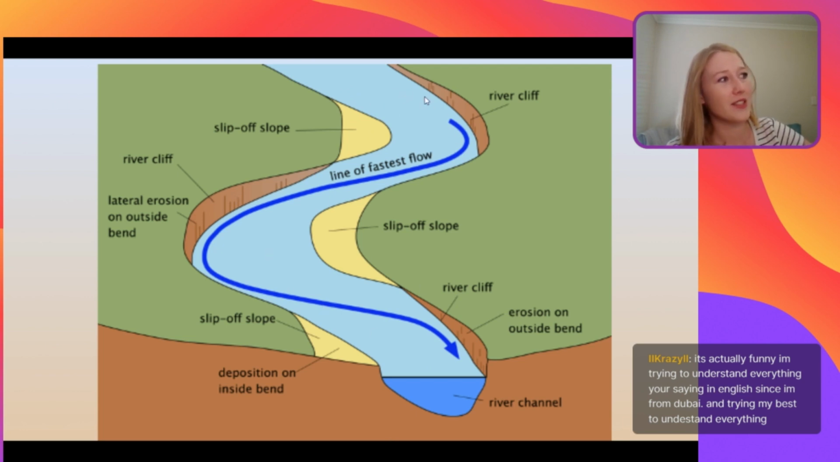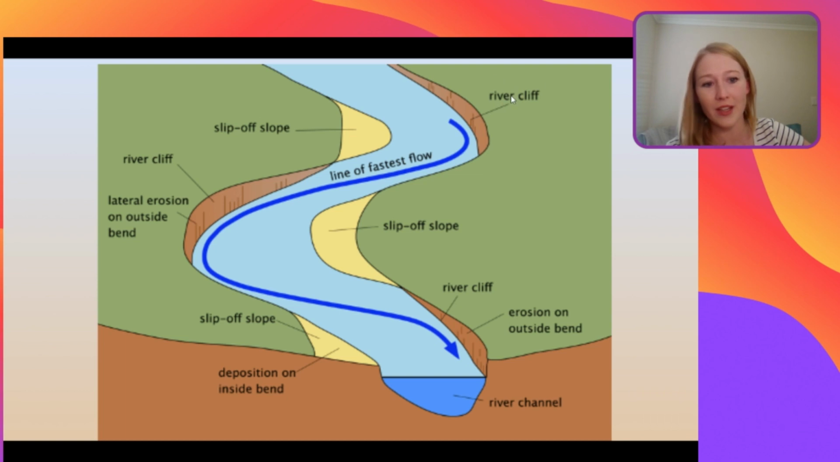On the outer side of the bend, you have the cliff. So that's where it flows the fastest. You see it over there. The fastest flow. On the outer side, you've got the cliff. It flows fast. That means it's eroding. On the inside, it flows the slowest. That's why it deposits the material and you get a slip-off slope over there.